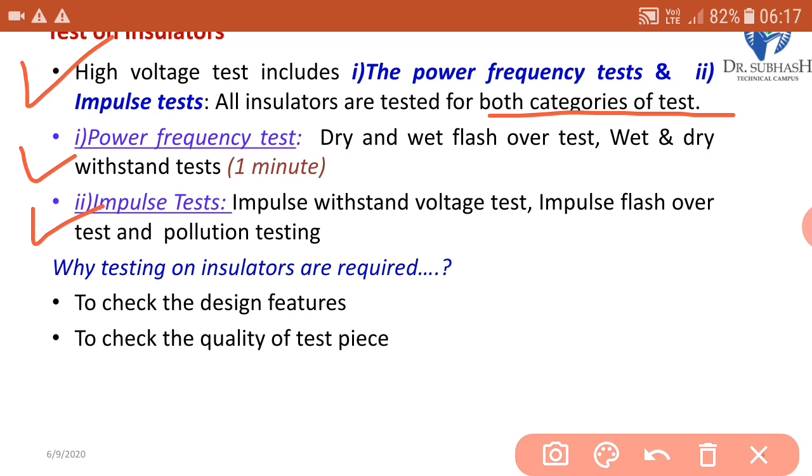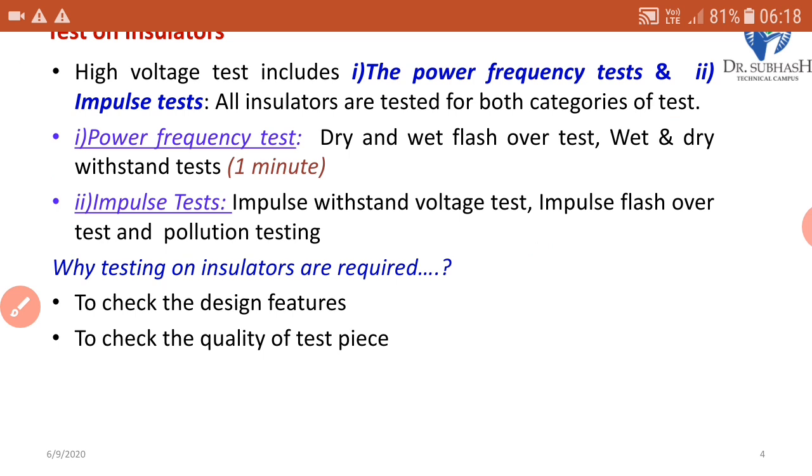Next test is impulse test, impulse withstand voltage test, impulse flashover test and pollution testing. So these are the testings we will make for testing of insulators. Now, why testing on insulators is required? So there are two reasons. First one is to check the design features, and second one is to check the quality of test piece. So these are the reasons we have to do the testing of insulators.